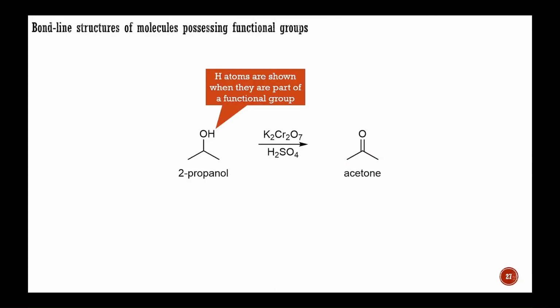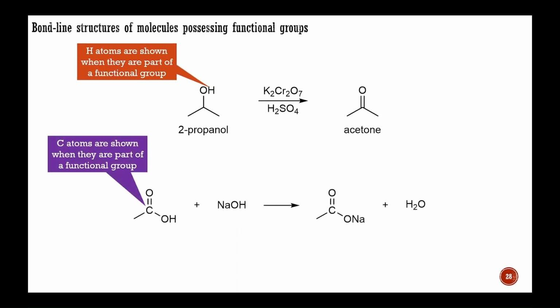When a molecule contains an element other than carbon or hydrogen, these atoms, called heteroatoms, are explicitly shown in the bond-line structure. Furthermore, while hydrogen atoms attached to carbon are typically not shown, those attached to heteroatoms are included, as illustrated in this reaction scheme, where the alcohol 2-propanol is oxidized to the corresponding ketone, acetone. Although carbon and hydrogen atoms are generally omitted in bond-line structures, they must be shown when they are part of a functional group, as in the case of carboxylic acids.